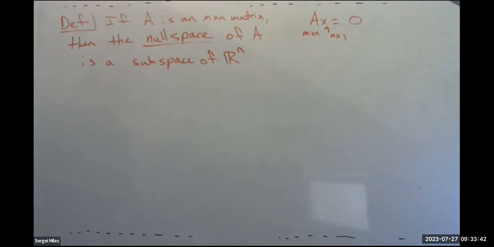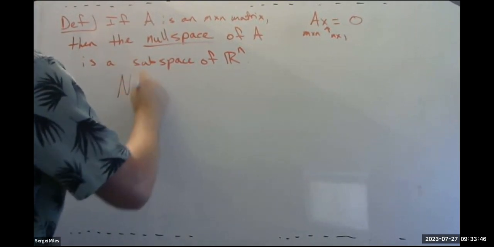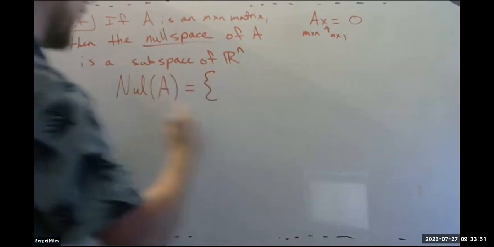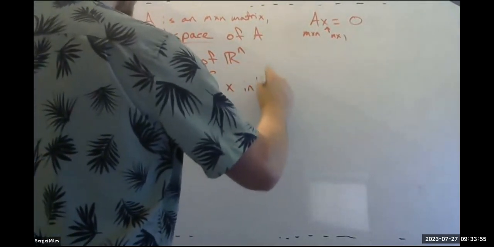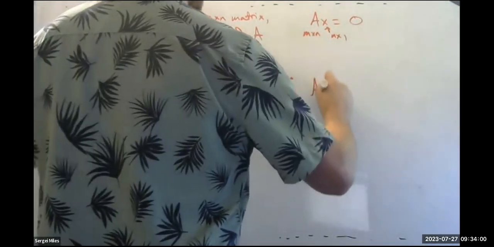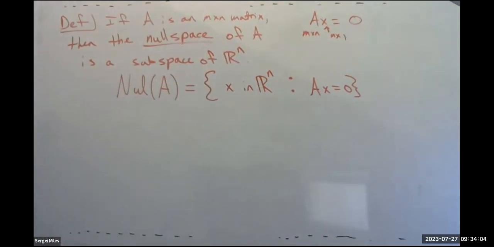All right? More specifically, for notation's sake, the null space of A, using this notation, equals the set of X vectors in Rn such that A times X equals 0. Again, it's the set of solutions to the homogeneous system. So this is always not empty because at the very least, the 0 vector is always in here.